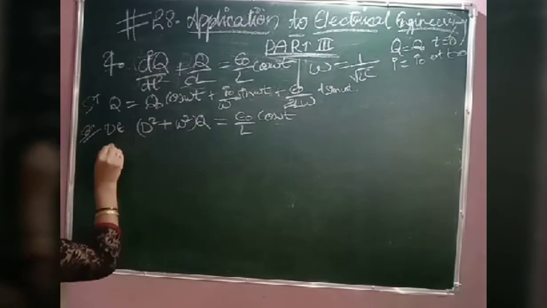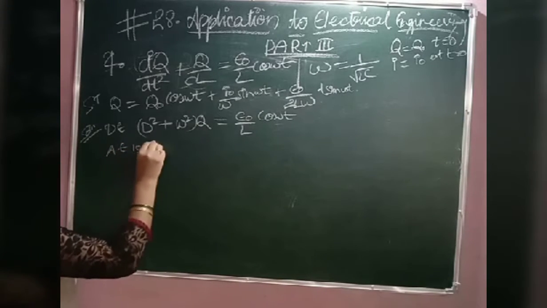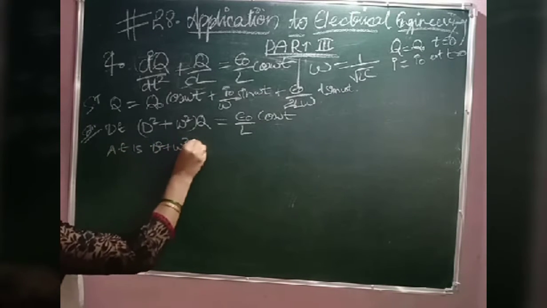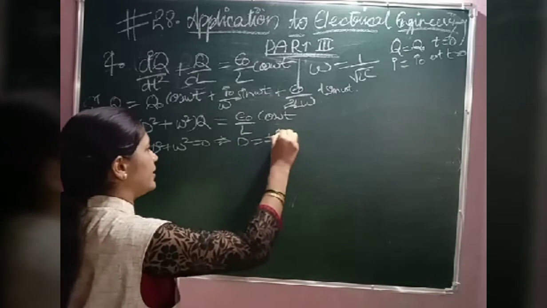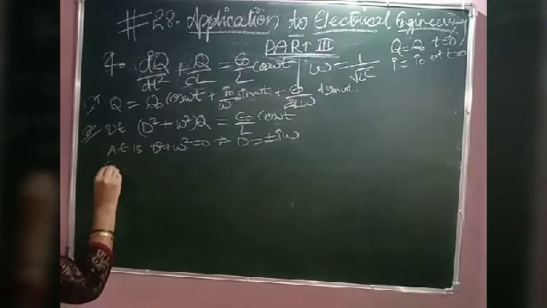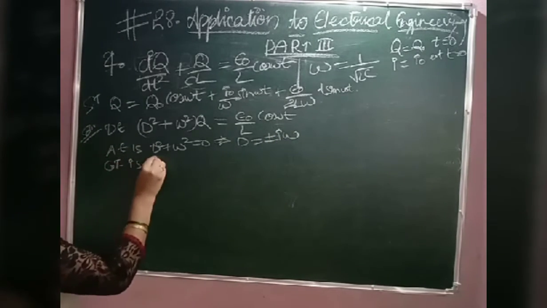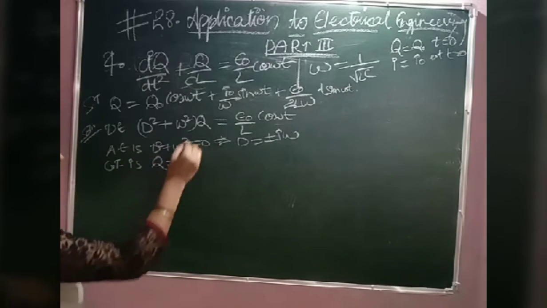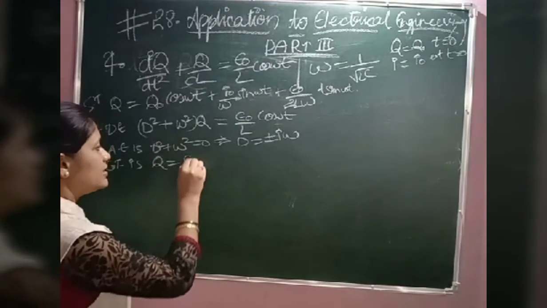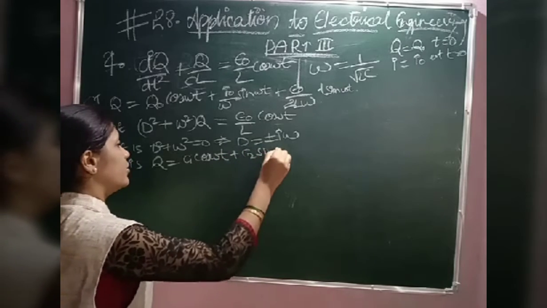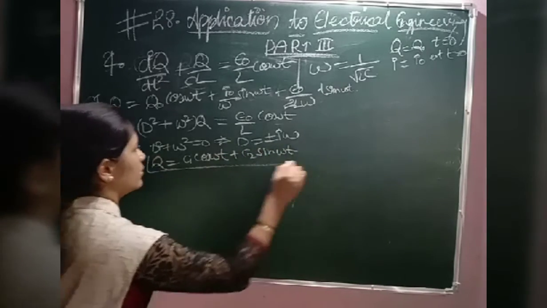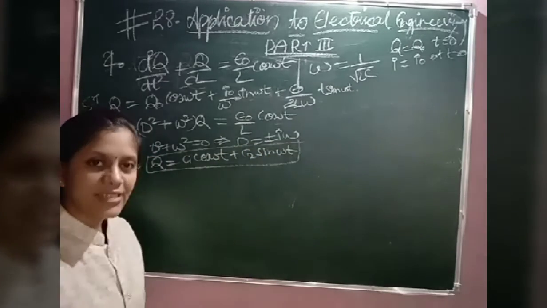The auxiliary equation is D² + ω² = 0, which implies D = ±iω. The complementary function is Q as a function of t equals C₁ cos ωt + C₂ sin ωt. So this is our CF.